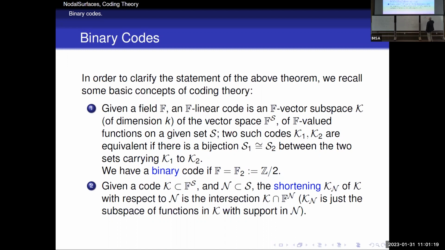So a binary code K is contained in the functions with values in the field with 2 elements defined on some set S. And 2 codes are isomorphic. This means that there exists a bijection between the corresponding sets carrying one code to the other.